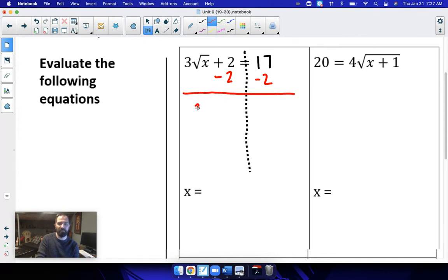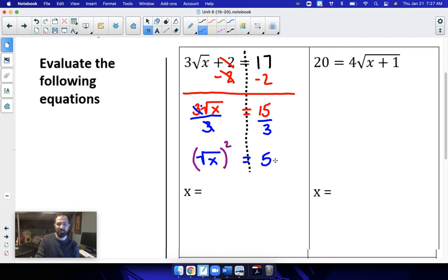We're left with 3 times the square root of x equals 17 minus 2 is 15. Those go away. Next step, we have to get rid of this 3. That's 3 times the square root of x, so let's divide by 3. 3 divided by 3, we get the square root of x equals 15 divided by 3 is 5. And finally, our last step is to square both sides.